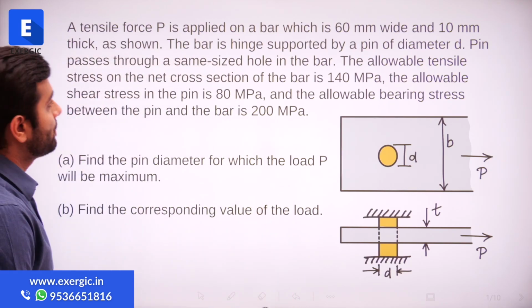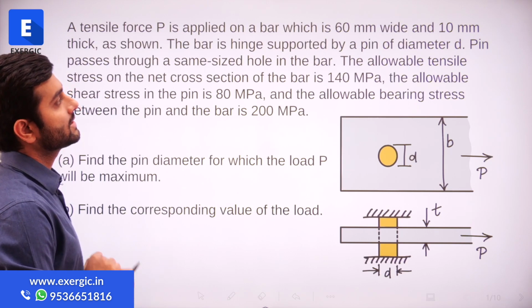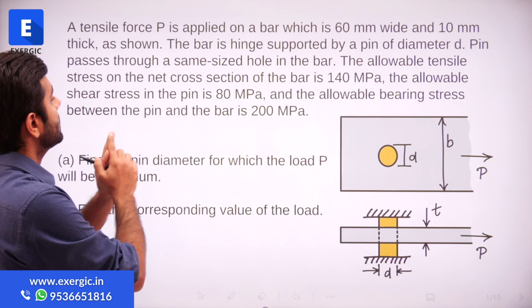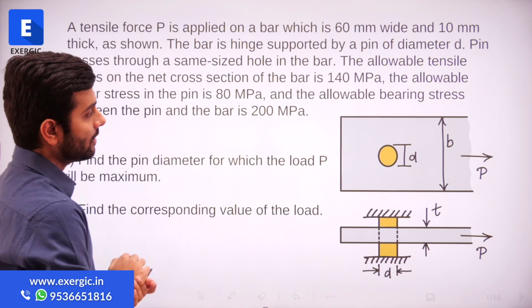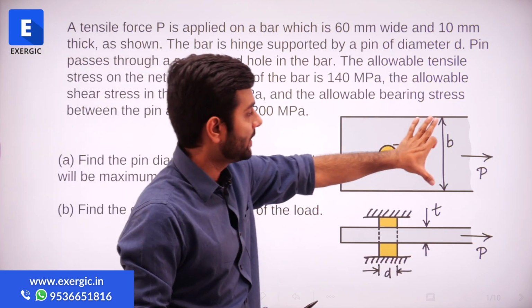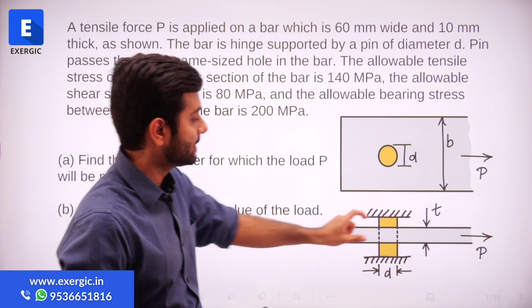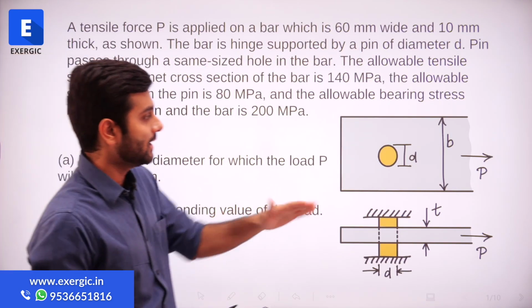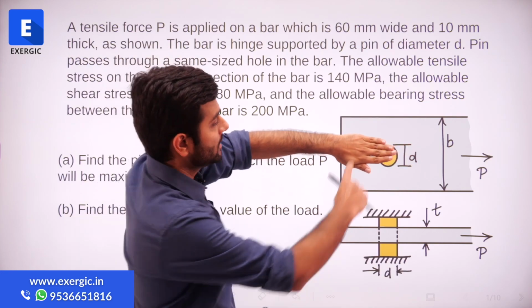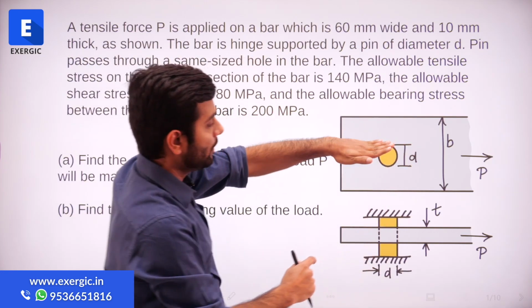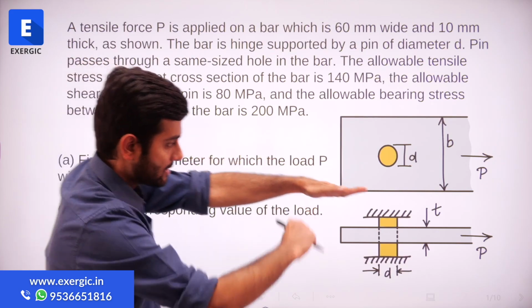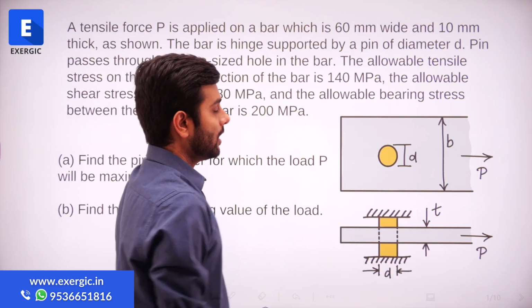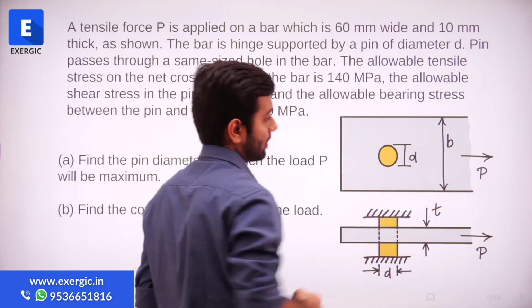A tensile force P is applied on a bar which is 60 mm wide and 10 mm thick as shown. So as we can see here, there is a bar which has a width of b and a thickness of t. Width is 60 mm, thickness is 10 mm. Basically, if this is the top view of the bar, then this is the width, 60 mm, and if you look at it from the side, this is the thickness, which is 10 mm. A force P is being applied on that bar, right?